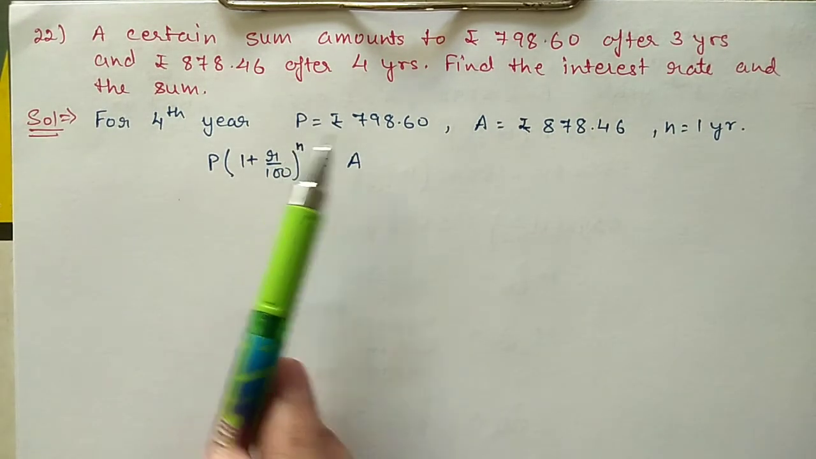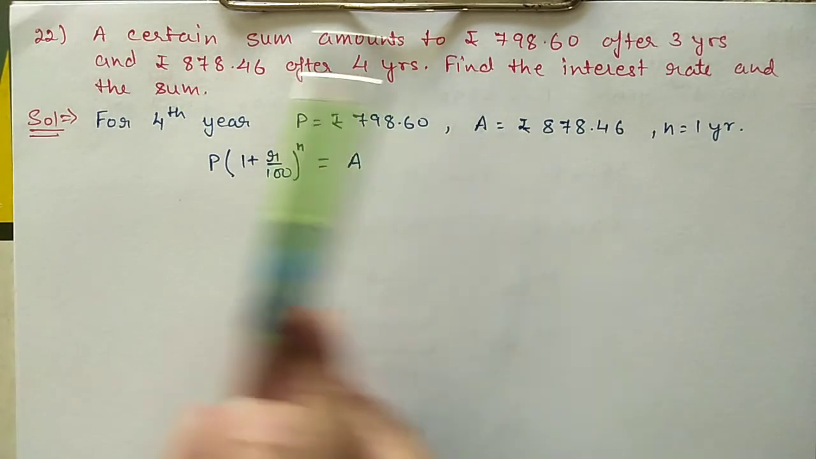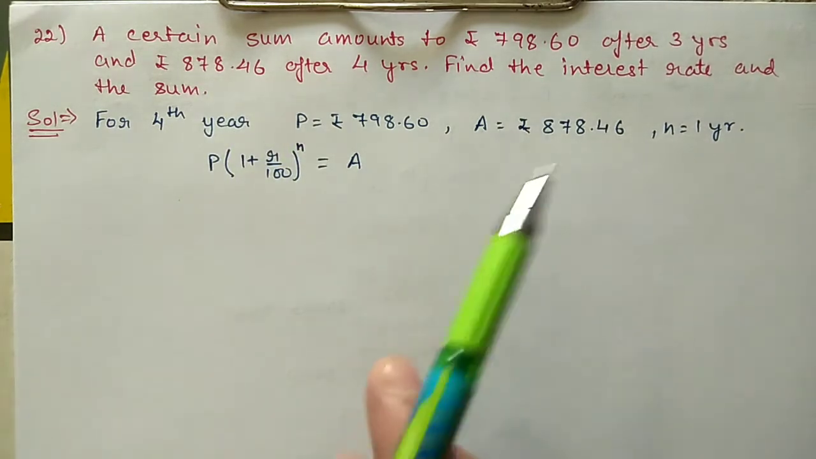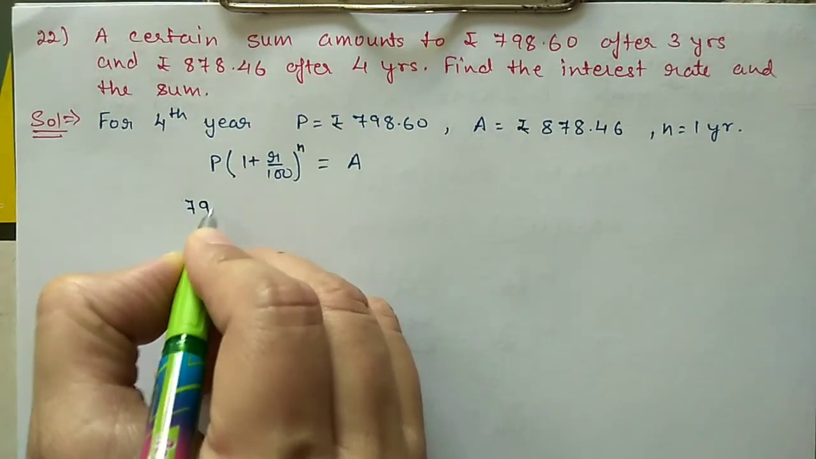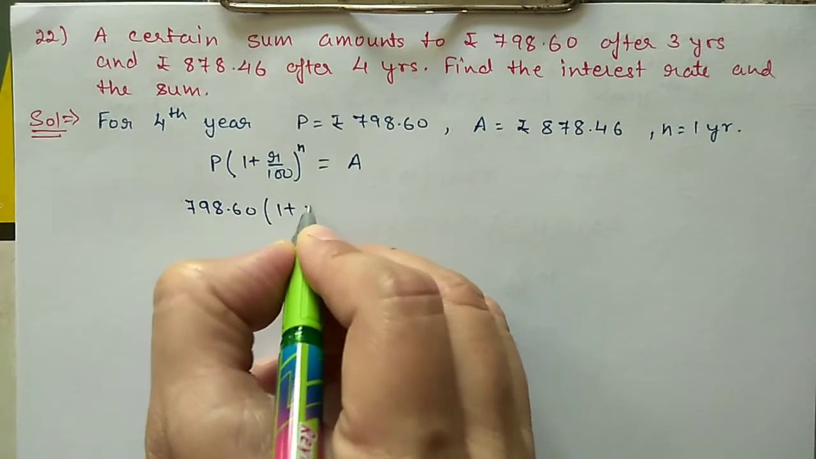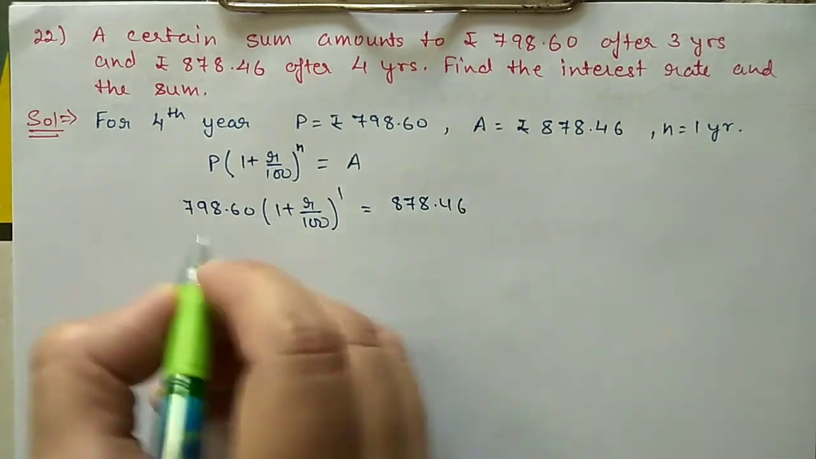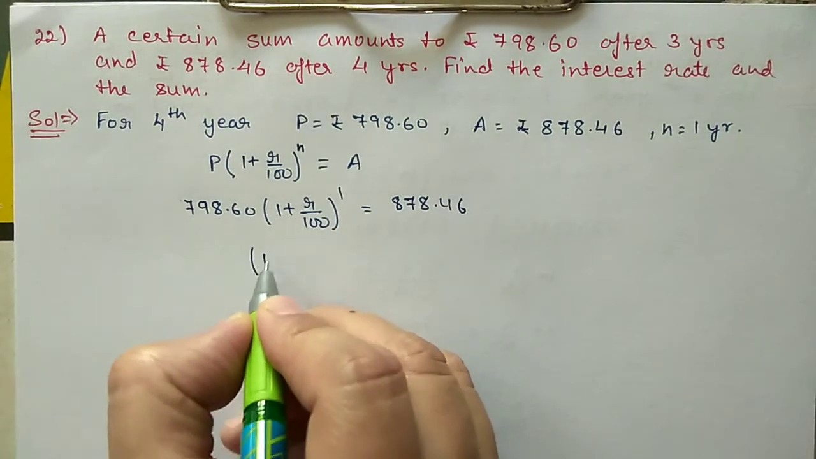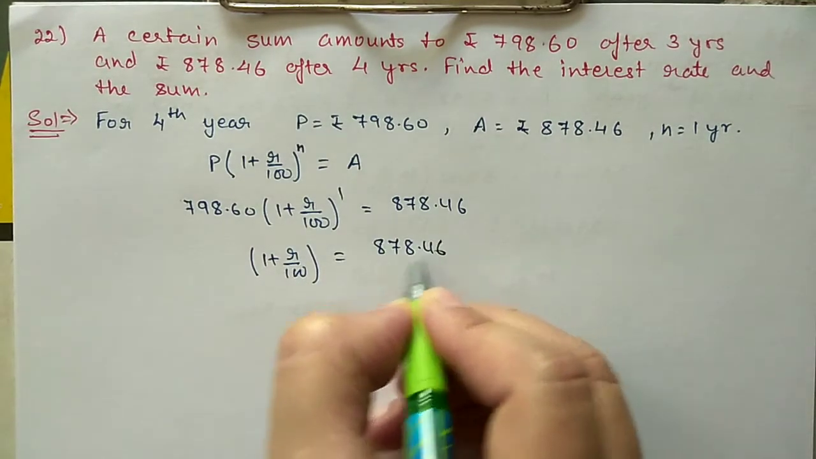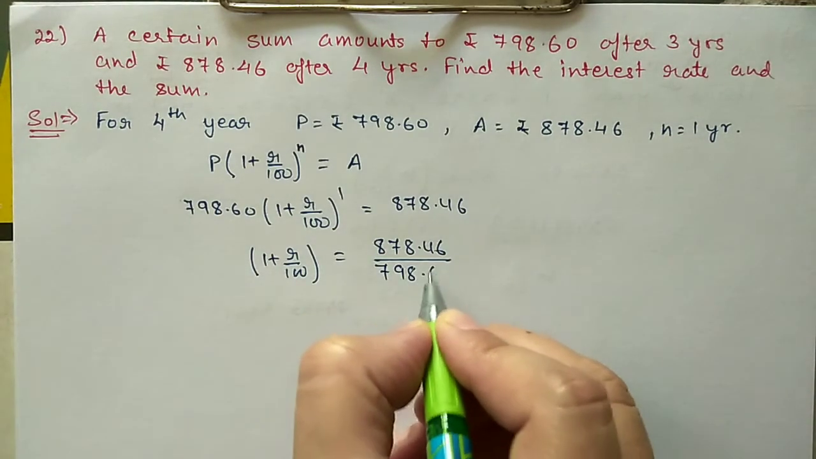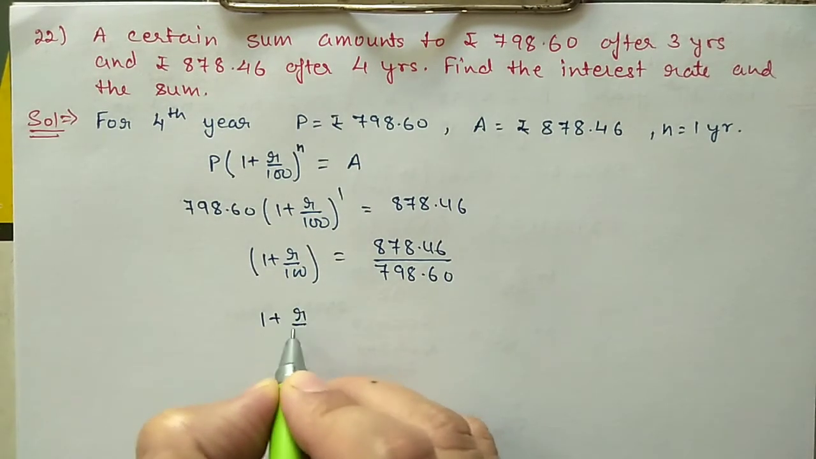For the 4th year, principal money will be the amount at the end of the 3rd year, and the amount after the 4th year is given in the question, and time we will take here as 1 year. Yearly formula we will apply here. P into 1 plus r by 100 to the power 1 is equal to 878.46. Now this principal amount we can shift to the other side. We have 1 plus r by 100 is equal to 878.46 divided by 798.60. Same number of decimals in numerator and denominator, so we can remove the decimal here.